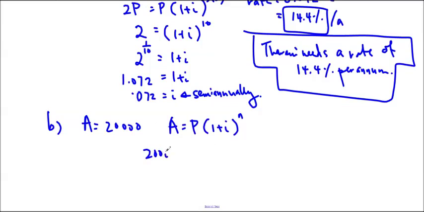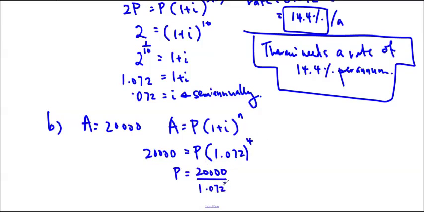So 20,000 is equal to principal, which is what we're trying to find, times 1.072 to the 4. It's 2 times 2. So in order to do this, we just divide 20,000 by 1.072 to the 4. So P is equal to 20,000, we're just dividing both sides, by 1.072 to the 4. And you type that into your calculator, and you get 9,978.89. So that's how much she needs to invest.